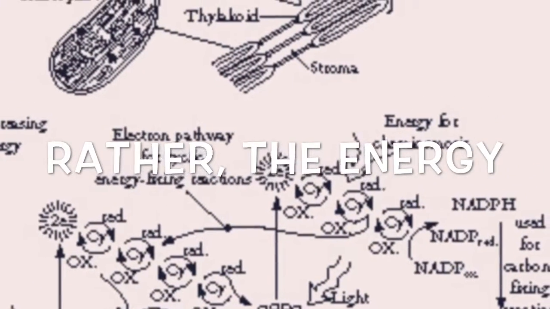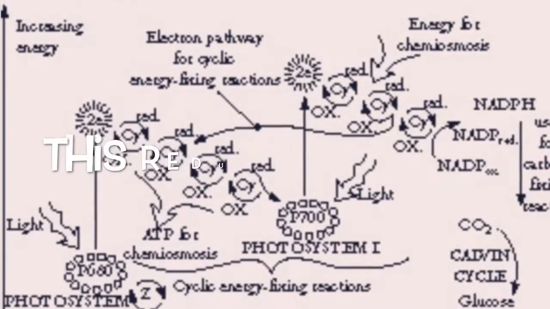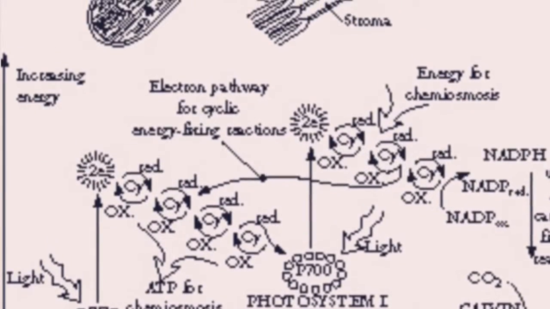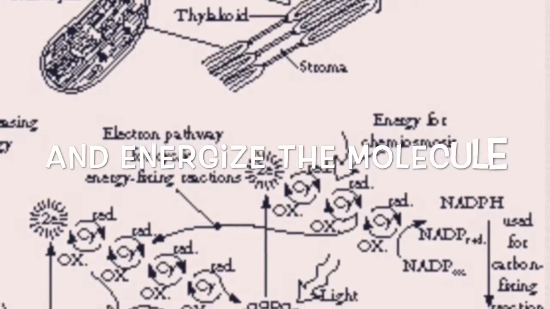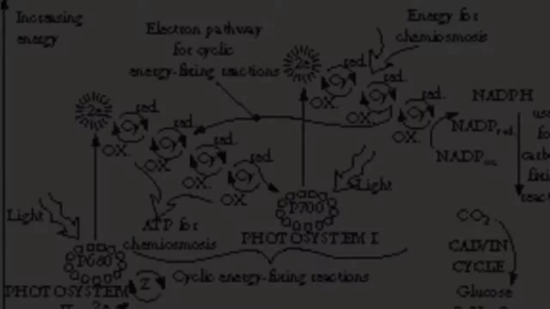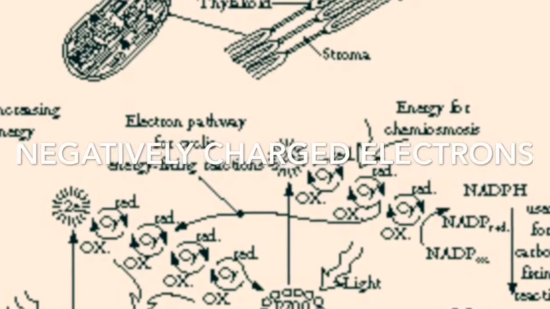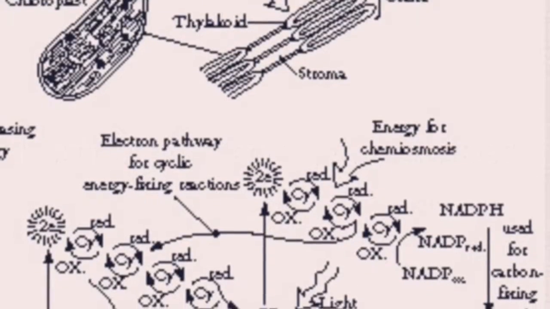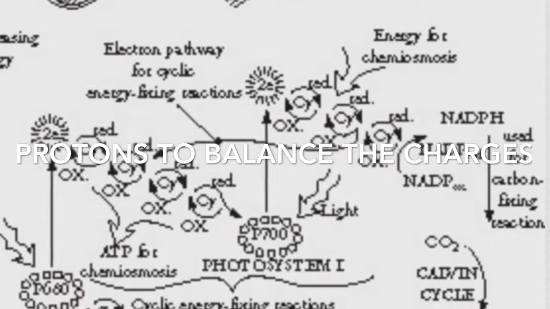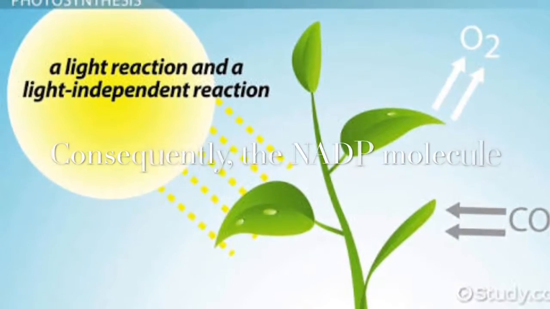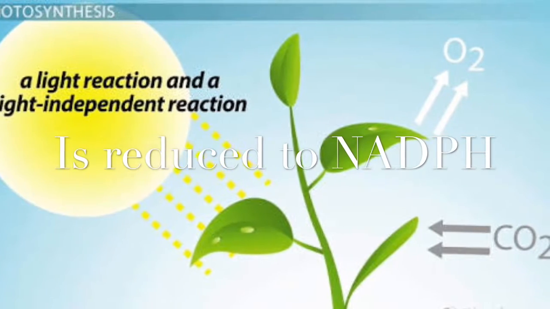Rather, the energy reduces NADP. This reduction occurs as two electrons join NADP and energize the molecule. Because NADP acquires negatively charged electrons, it attracts two positively charged protons to balance the charges. Consequently, the NADP molecule is reduced to NADPH.